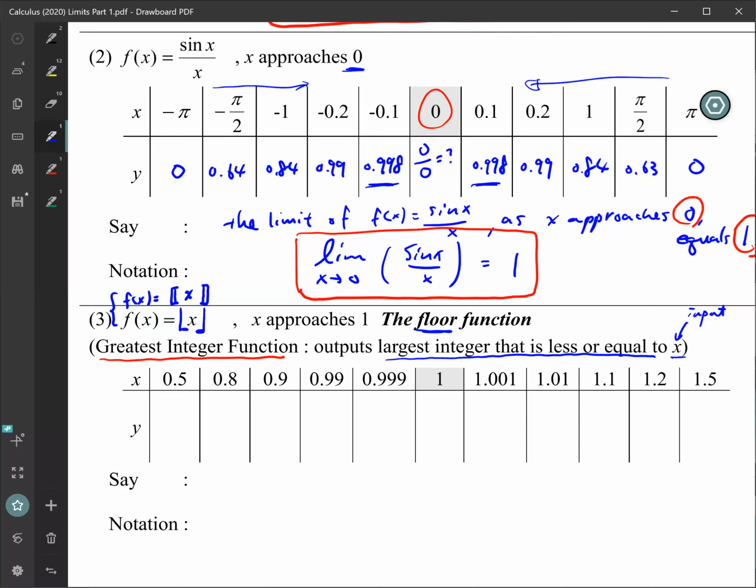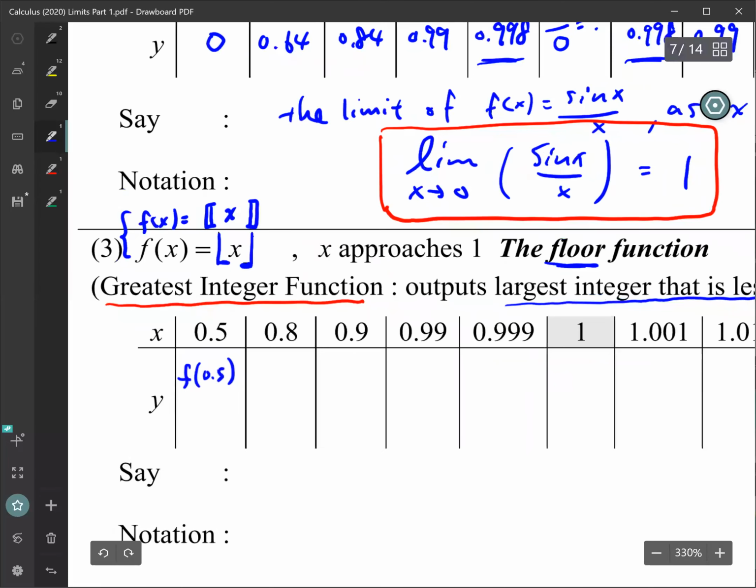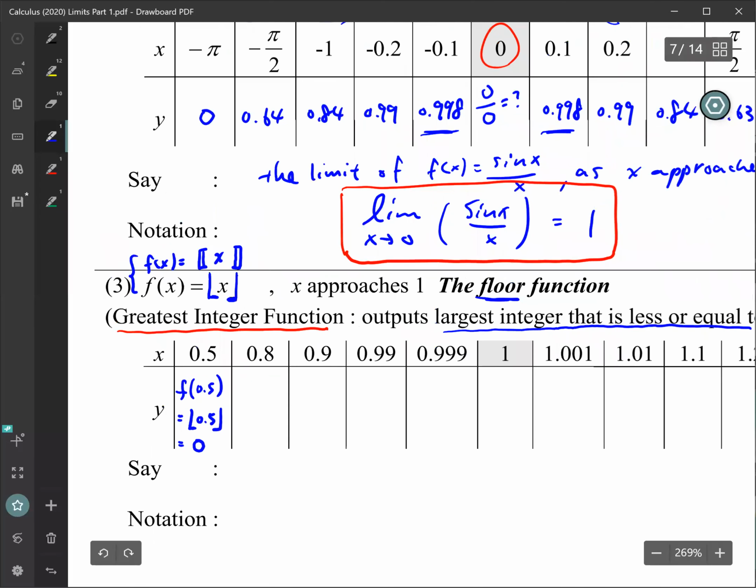So I can write f of 0.5. I put in 0.5 and bring it down to the floor. The little line at the bottom means you bring it down to the floor, and then you output 0, because 0 is an integer that is smaller than 0.5 and it's the biggest one. The next ones would be -1, -2. Those are all integers and all smaller, but we want the biggest one. Does that make sense?